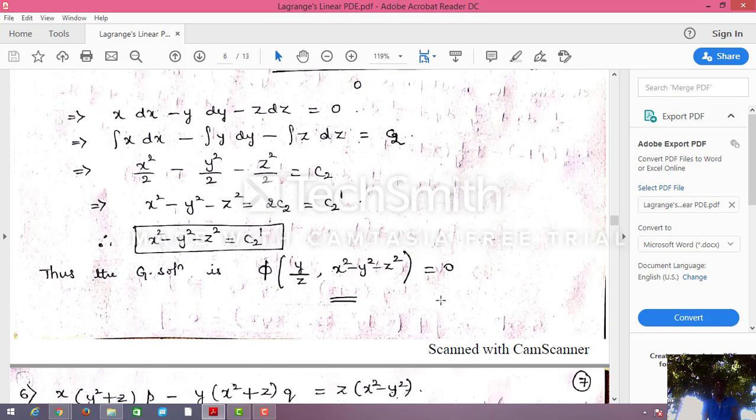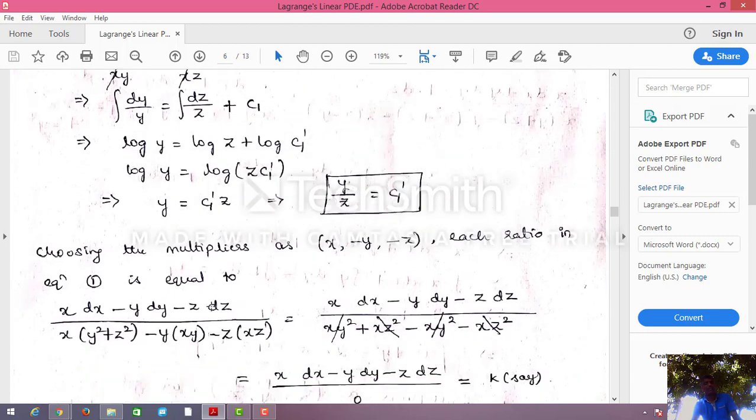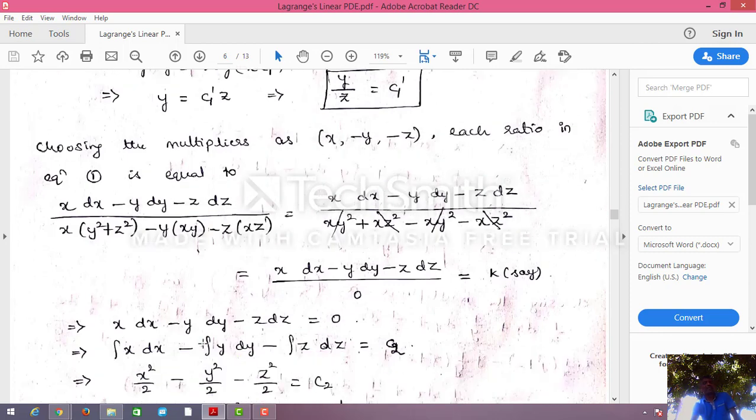In the previous session we have seen either direct simplification or choosing multipliers. In this problem, one solution is by direct variable separable, and for the other we chose multipliers. Okay, right.